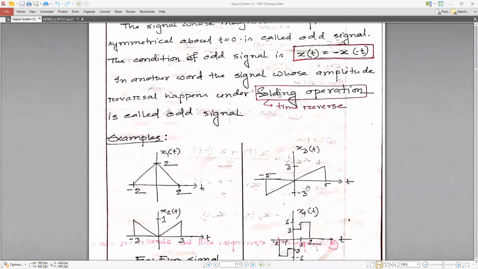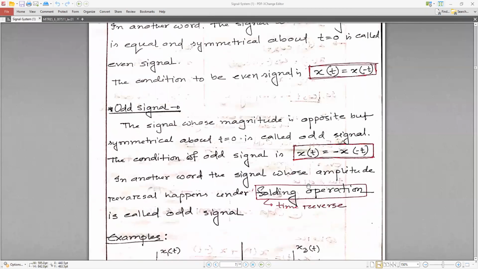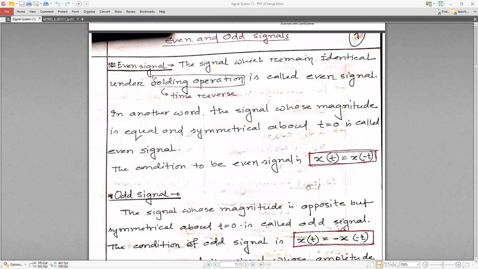And here they discussed even and odd signal more. Let's see it. Even and odd signal. Even signal means what? The signal which remains identical under the folding operation, that means the time reverse, is called the even signal. In another word, the signal whose magnitude is equal and symmetrical about t equals 0 is called the even signal. The condition is x(t) is equal to x(-t). That is the condition of the even signal.